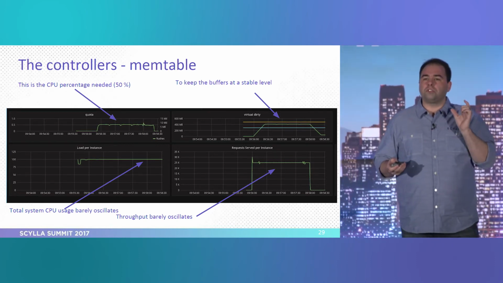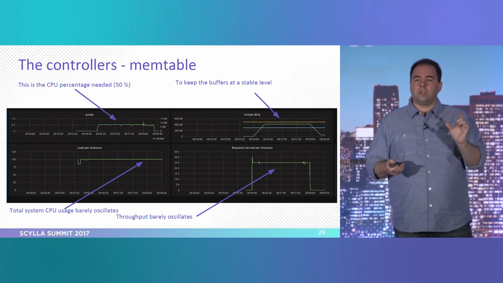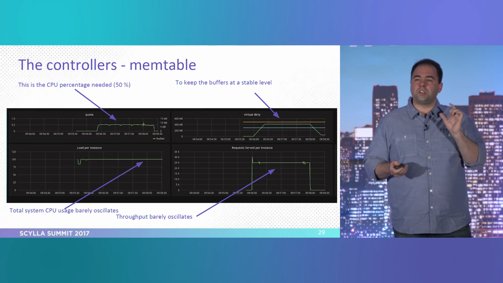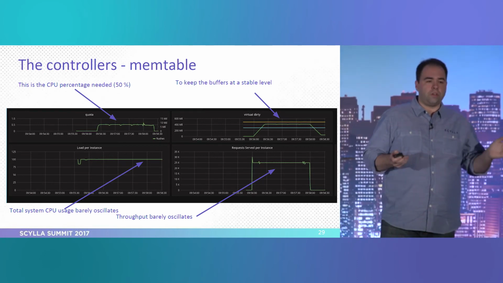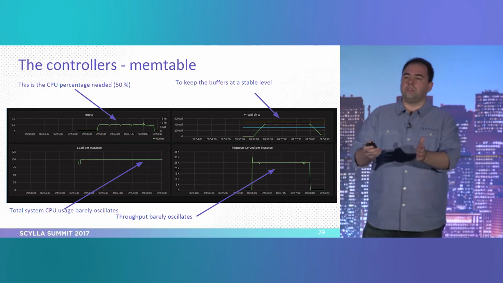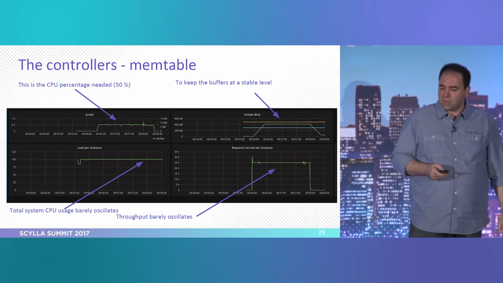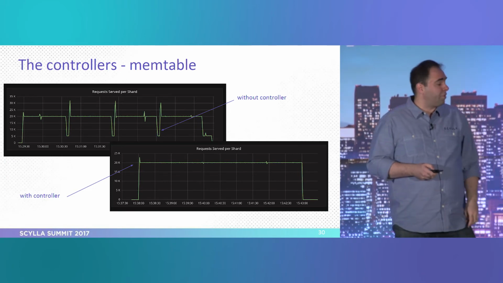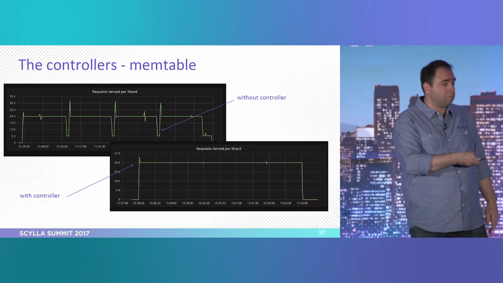But the CPU controller is able to guarantee that those requests, those flushes, will never use more CPU than we allow them to use. So yeah, you're at 100%, but I can guarantee you that you're not going to use more than a certain level, in this case, 50%. Look at the difference. Before and after.